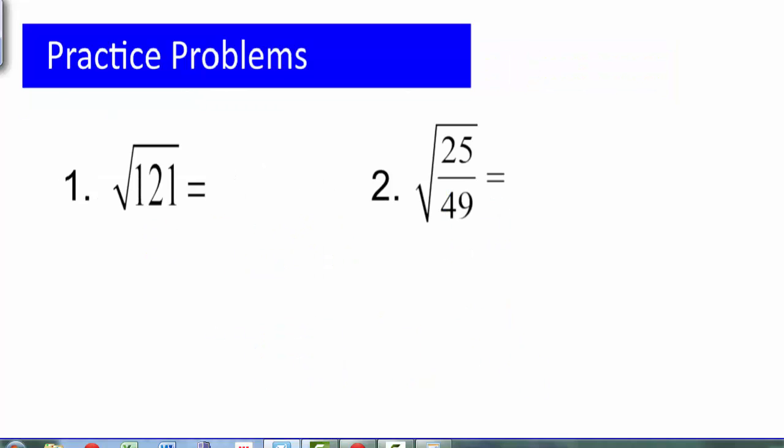Alright, here are some problems to practice on your own. Please complete each problem and then answer them in your books. Square root of 121, what number times itself is 121? That is simply 11. Number 2, the square root of 25 over 49. I think to myself, what's the square root of the numerator and what's the square root of the denominator? The square root of the numerator is 5. The square root of the denominator is 7.